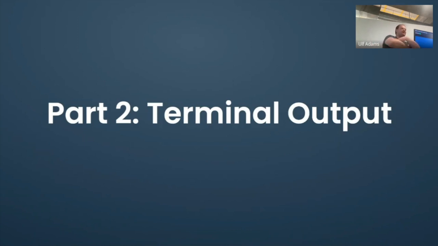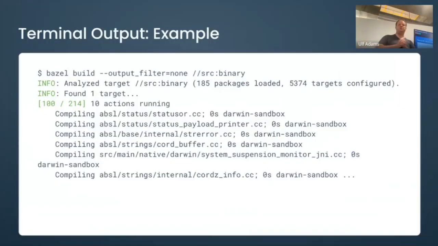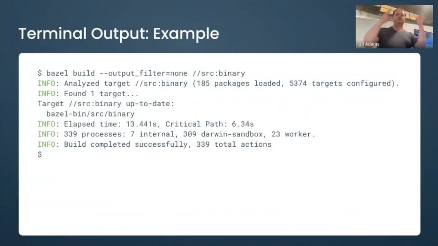And we'll actually dive into that now. Bazel terminal output, part two. So let's go back to the beginning of the talk, where we looked at the Bazel output. You run Bazel build, and it starts churning some stuff. And at some point it's done. And you know there is something that happens here on the terminal.